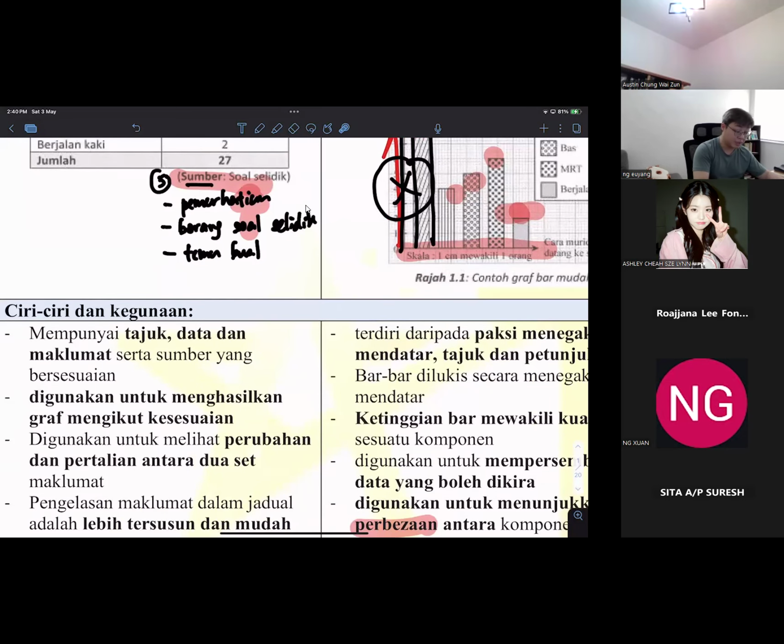So guys, after interviewing, the next one is to refer to published material. Published material is known as corpus.